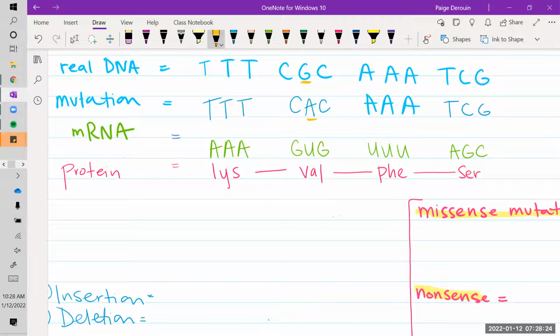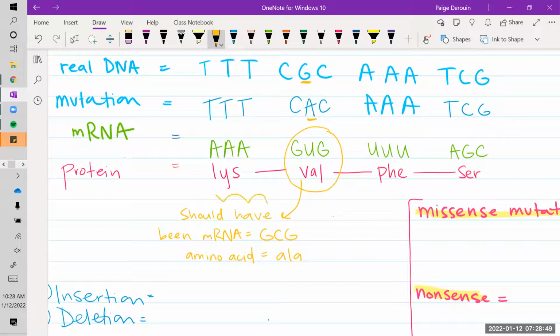So this is our amino acid, our codon that was mutated. So what should have been the mRNA? GCG, and the amino acid should have been alanine. Because this valine should have been an alanine, this is a different protein and it's going to fold differently and have a different shape than it would have if it was an alanine there. And this is actually the exact mutation that causes sickle cell anemia.